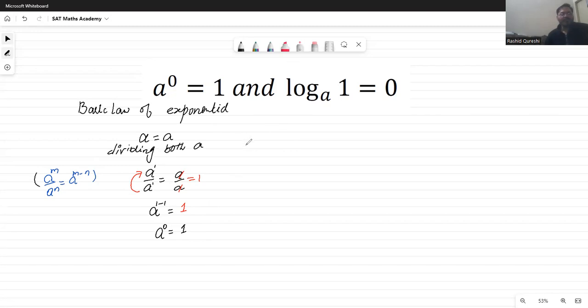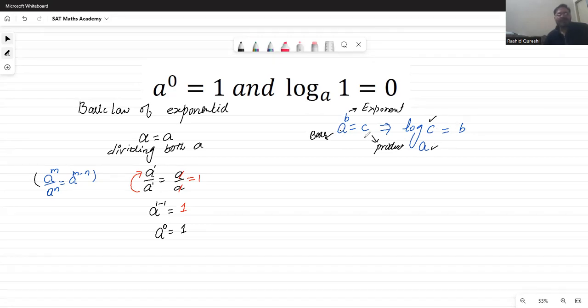Okay, students. Now we have to change this property into logarithmic property. As we know that if you have a raised to power b is equal to c, this implies log of c base a is always equal to b. Am I right? So in the exponential equation, this is called the base, this one is called the exponent, and this one is called the product. So when you change this, the product will be over here, the base will be over here, and the exponent will be over here.